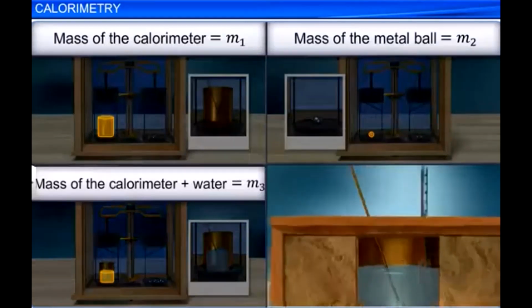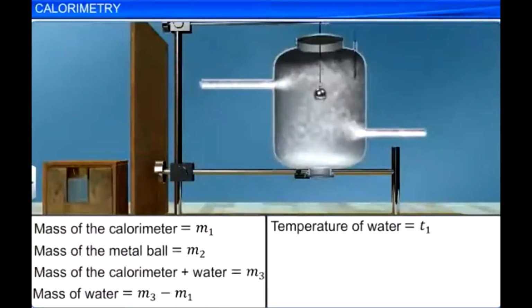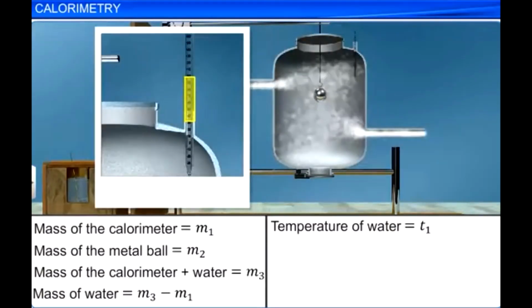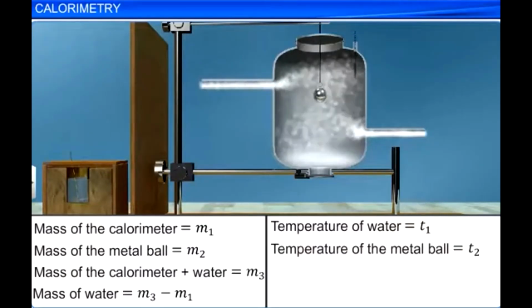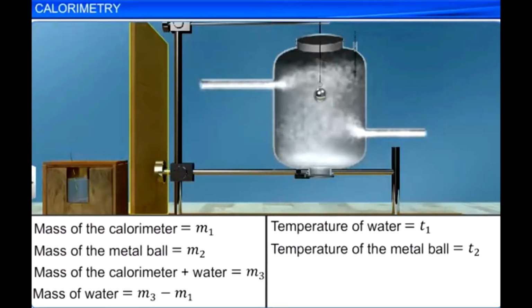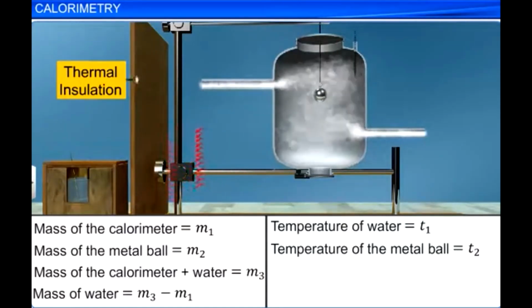Note the temperature of the water. Let it be T1. Now, heat the metal ball in the steam chamber of Reynolds apparatus till the thermometer in the apparatus shows a steady reading for a few minutes. And let the temperature of the metal ball be T2. The wooden partition separating the steam chamber and the calorimeter provides thermal insulation to the calorimeter from the chamber, so that there is no transfer of heat from the chamber to the calorimeter.